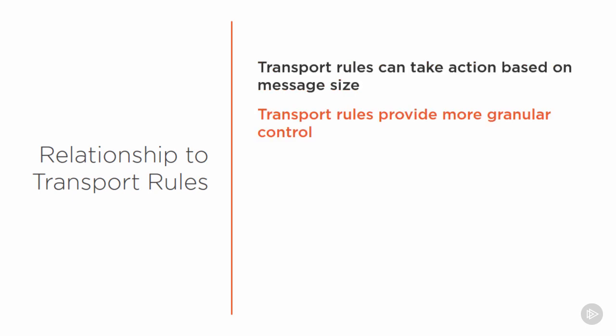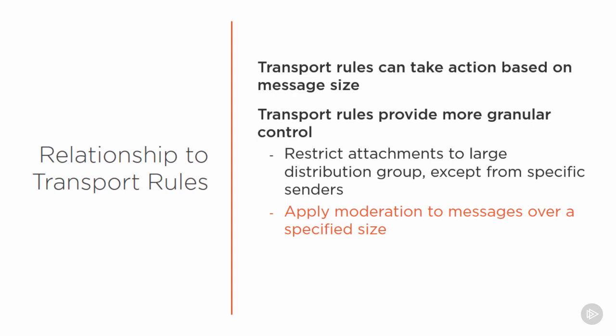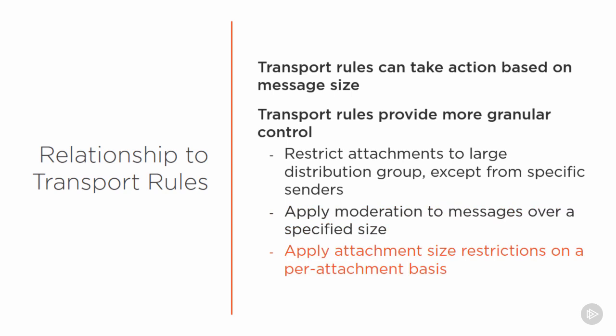For example, instead of limiting a distribution group to receiving messages of a fixed size, you can limit it for most users except for a few approved senders. Similarly, you could apply moderation for messages over a certain size or base your size restrictions on the size of individual attachments rather than the total size of the whole message.